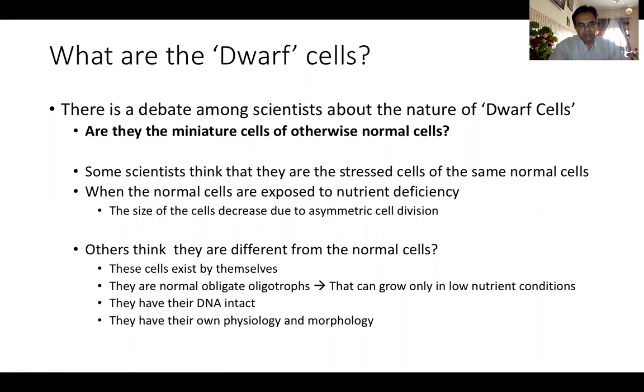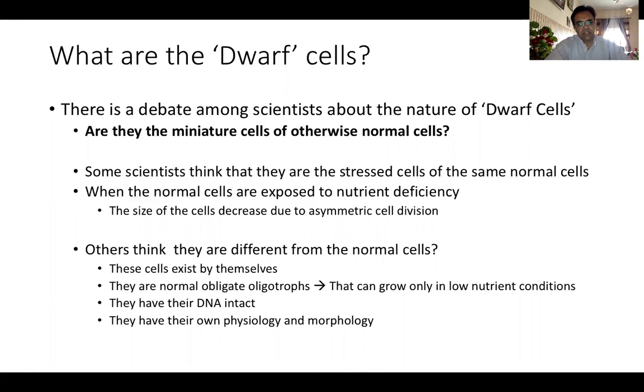So if I briefly explain the dwarf cells here, dwarf cells are the cells which are small in size, and they are the ones which don't appear on plates. They are either very slow in growth, or they cannot be cultured simply. You cannot revive their growth. There are different theories about these dwarf cells. One theory is that they are miniature cells of the normal cells that we see on plates. Because of stress conditions, either nutrient or moisture stress, their size shrinks and they become small. This is one set of theory.